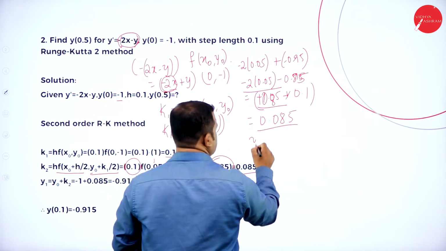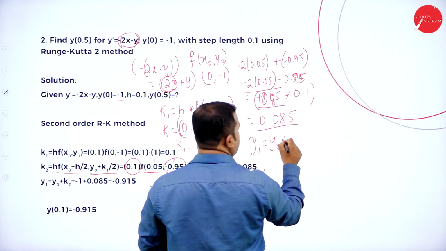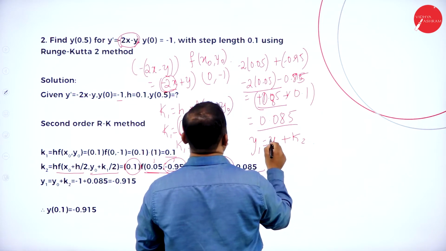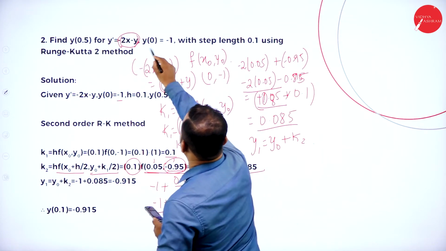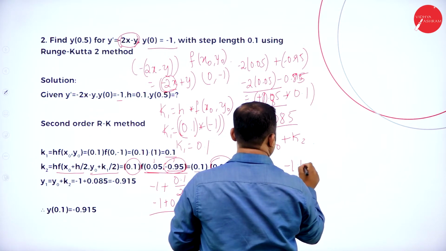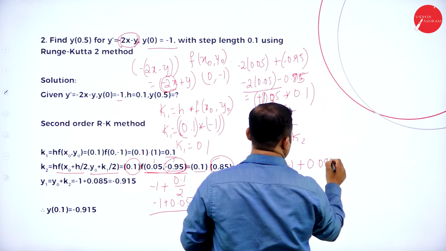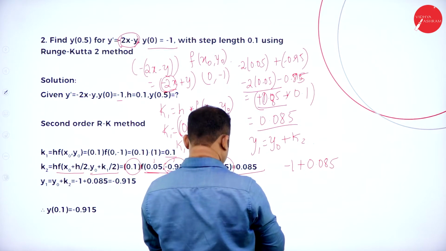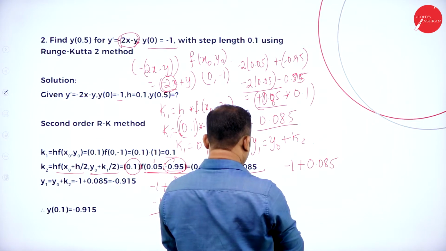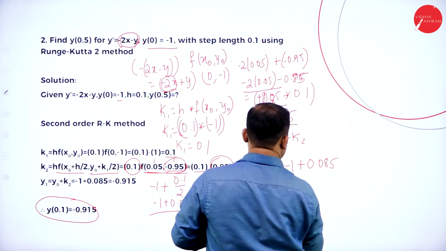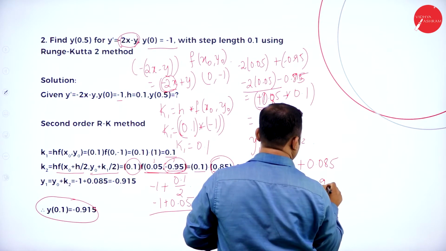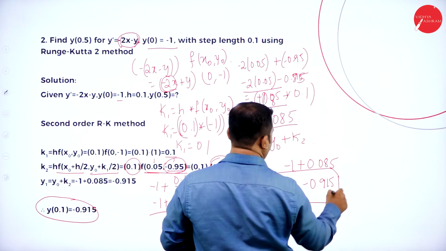So, y1 is equal to y0 plus k2. If that is the case, what is the value of y0 we have obtained here? y0 is equal to minus 1. Minus 1 plus 0.085, that is equal to minus 0.915. Yes, we have got y1 equal to minus 0.915. This is the value of y1.